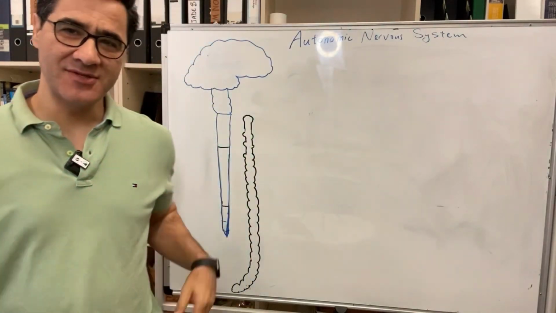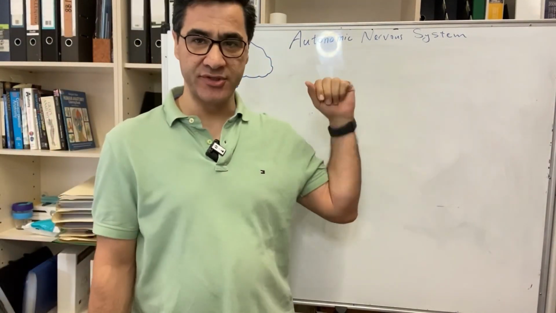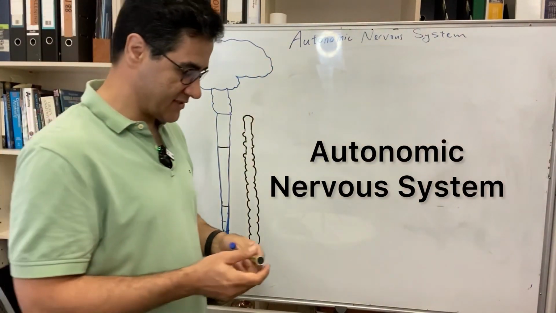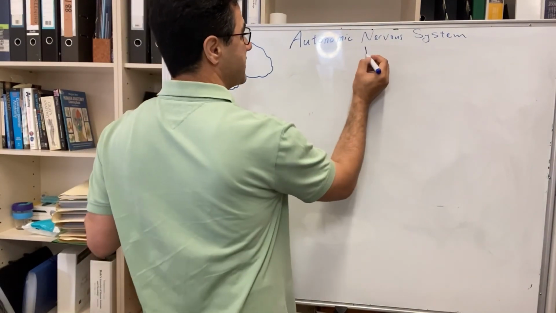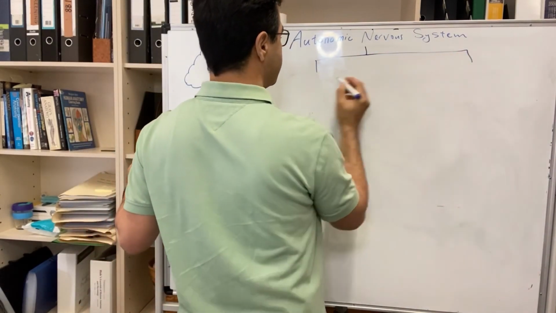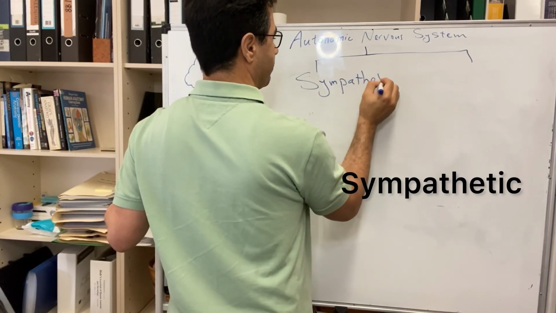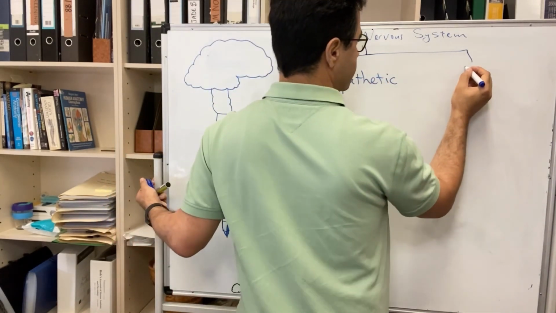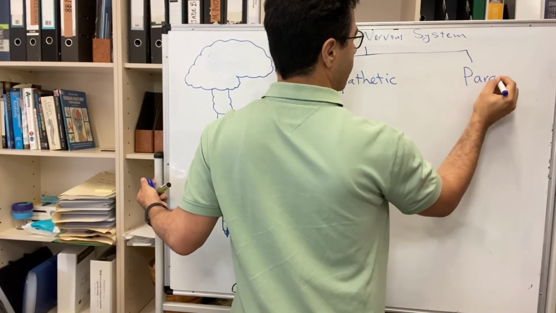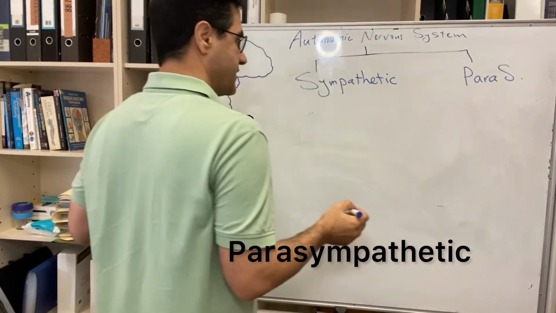Guys, as you see here, today I'm going to talk about the autonomic nervous system. The autonomic nervous system is comprised of two parts. The first part is called the sympathetic nervous system. The second part is the parasympathetic nervous system.